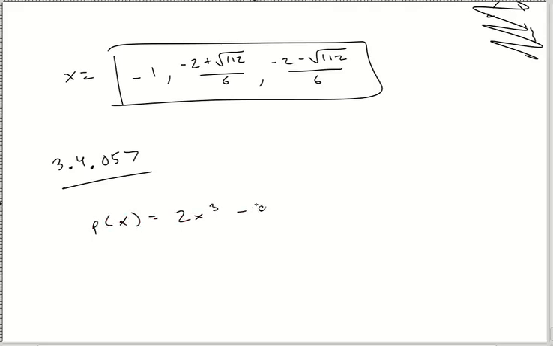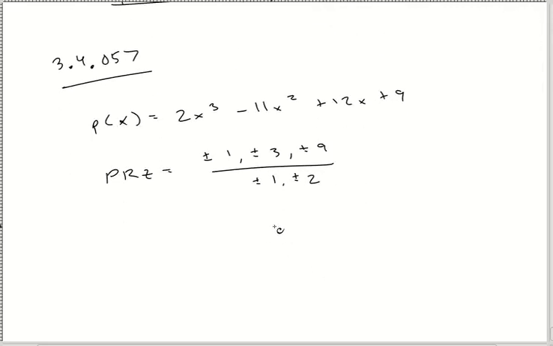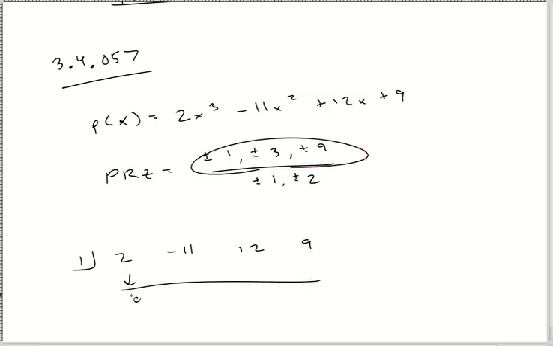2x cubed minus 11x squared plus 12x plus 9. I mean, what we're getting here is a lot of good practice. So factors of the 9 in the top, factors of 2 on the bottom. So we can have all kinds of fractions, 9 halves, 3 halves, 1 half, all kinds of stuff. But I don't want to try with fractions at first. Who wants to start with fractions, right? So let's try some whole numbers. Just basically the top numbers are a good safe bet to start with.